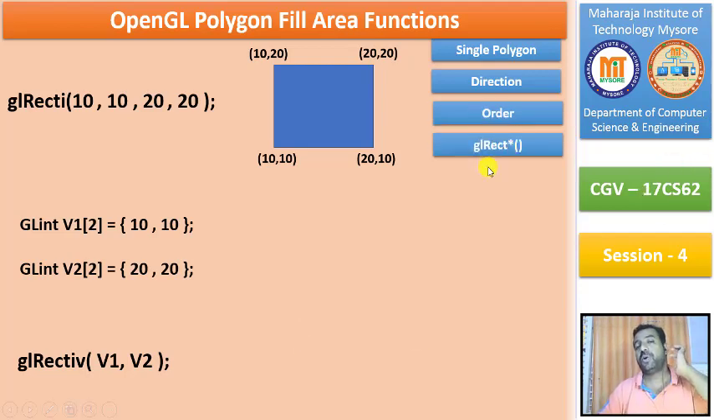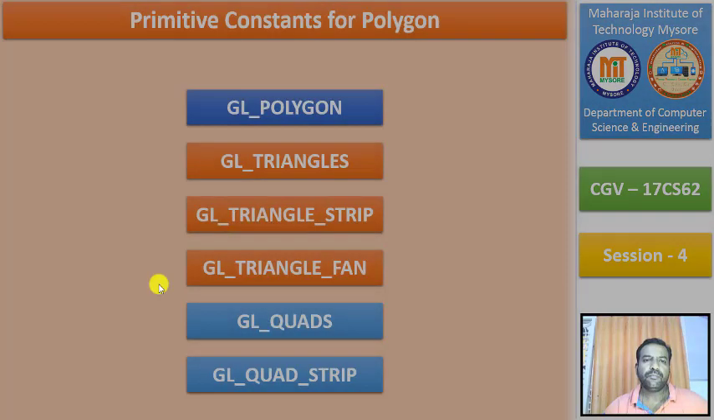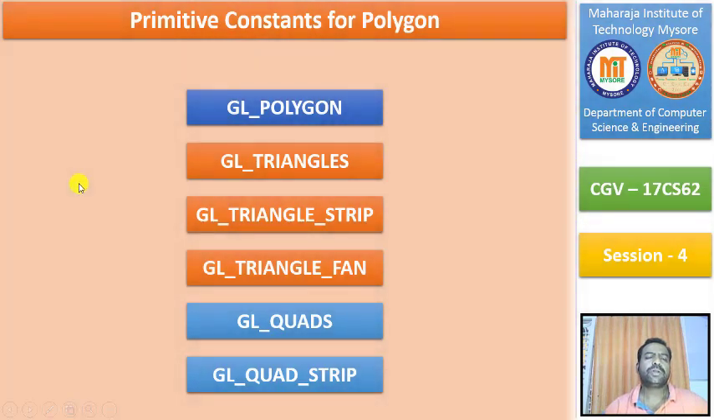This OpenGL polygon area fill function is going to help you draw only a rectangle, of which a special case is a square. Fine. Now we are going to discuss the primitive constants for polygon. As we have already seen, what GL_POLYGON does is take the primitive constant, the parameter I am going to pass to glBegin.